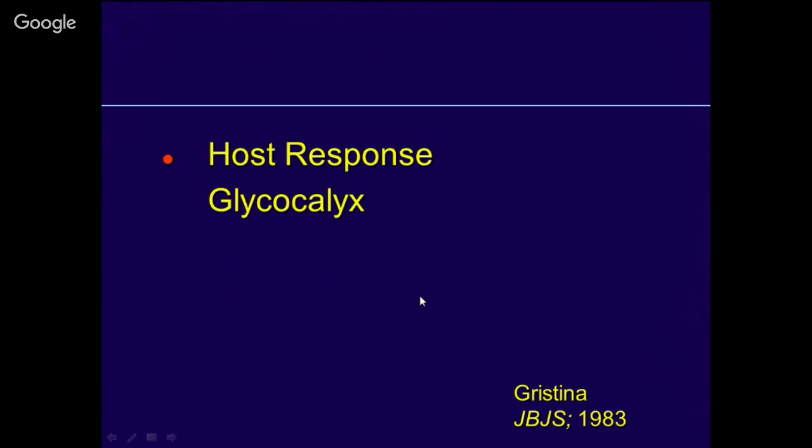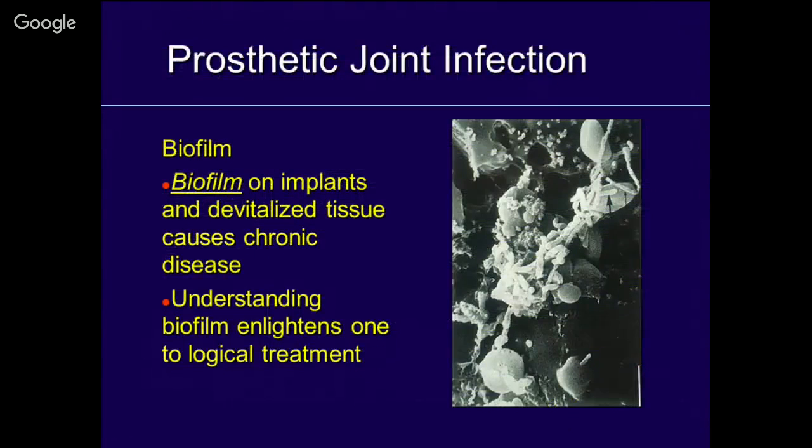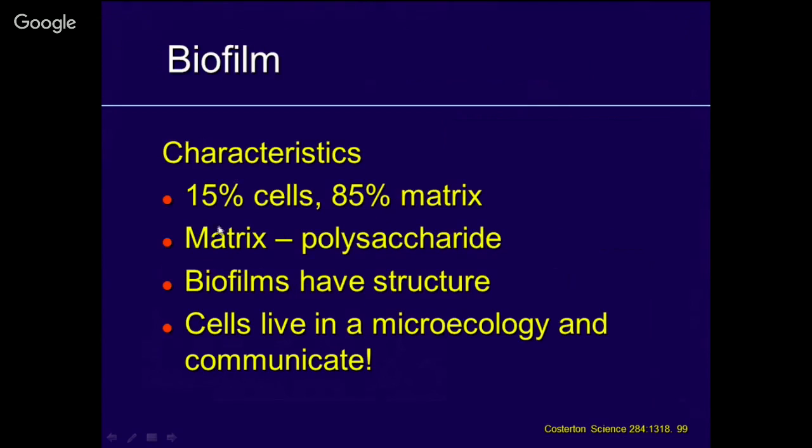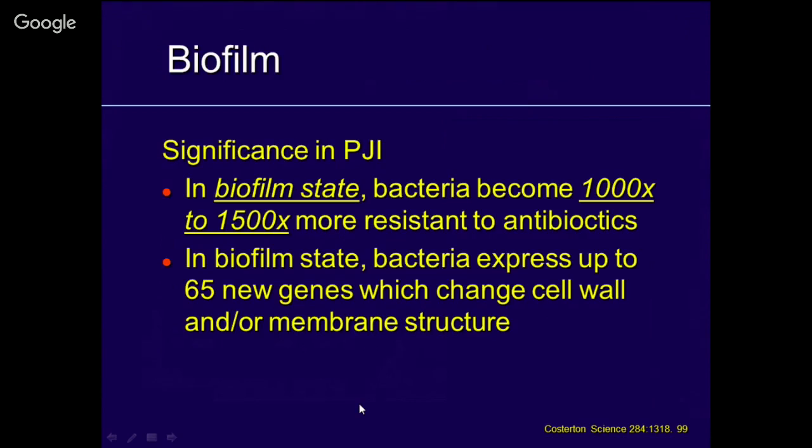Now, how does the host respond? There is glycocalyx formation and formation of biofilm. Biofilm, an implant, and devitalized tissue cause chronic disease. Understanding the biofilm leads to logical treatment. All bacteria make biofilm. Foreign material and devitalized tissue can lead to biofilm formation if exposed to bacteria. The character is only 15% cells and 85% matrix. The matrix is polysaccharide. Biofilm has a structure, and cells live in a microecology and communicate.